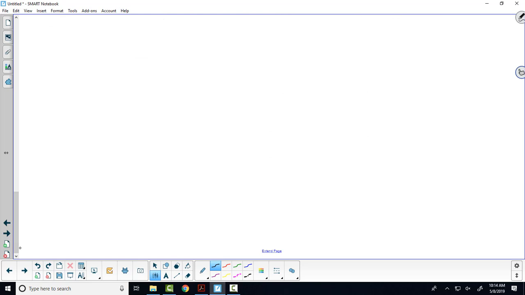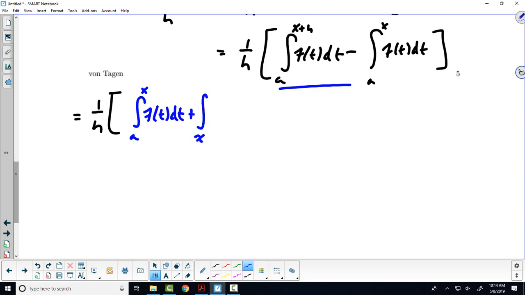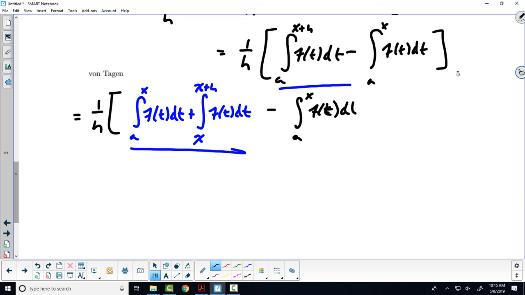All right. So this is equal to 1 over h times, and now I'm going to do something a little sneaky. Okay, you've seen me do this a couple times. I'm going to rewrite this as the integral from a to x of f of t dt plus the integral from x to x plus h of f of t dt. That all is this underlying portion right there, and then I still subtract off the integral from a to x of f of t dt.